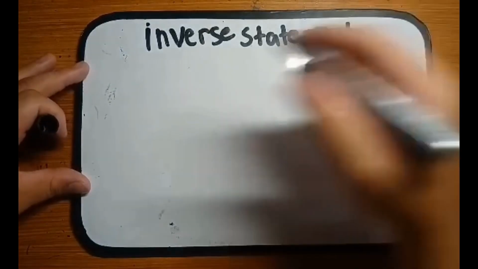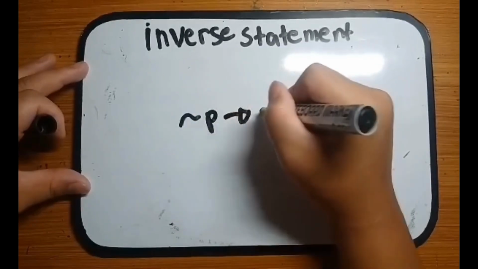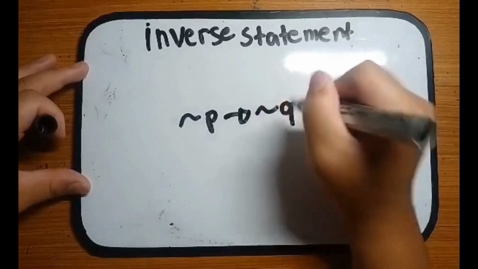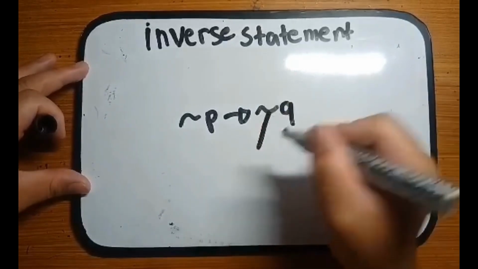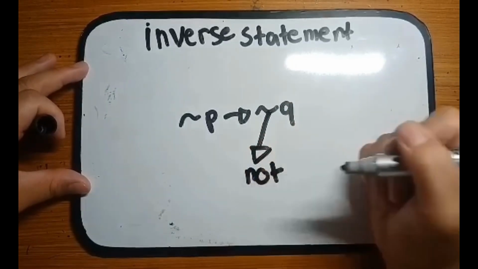Inverse statement. If not P, then not Q. We use curl or tilde for not statement.